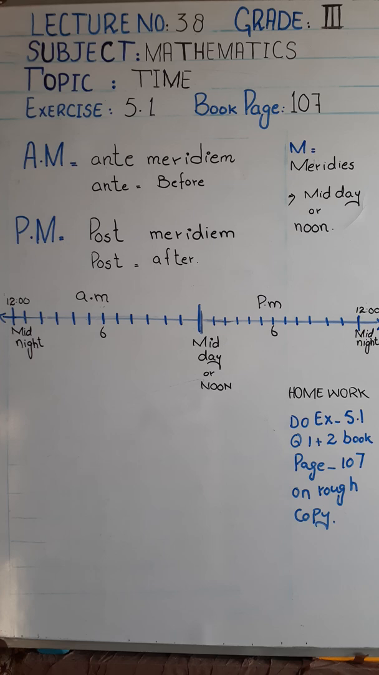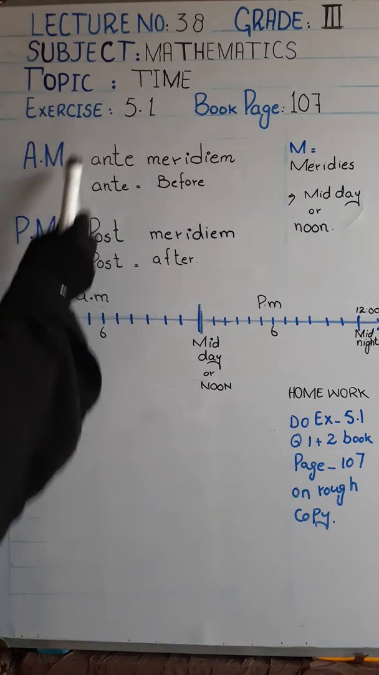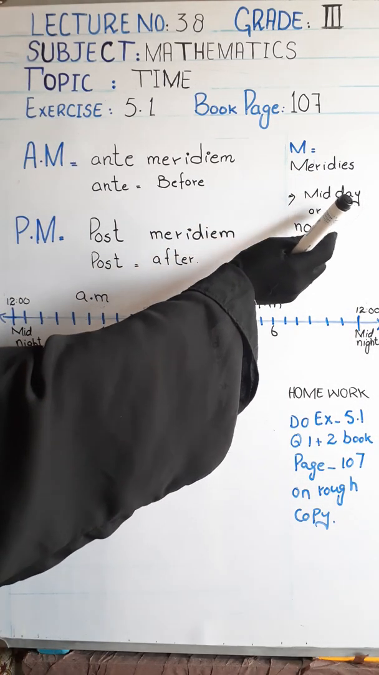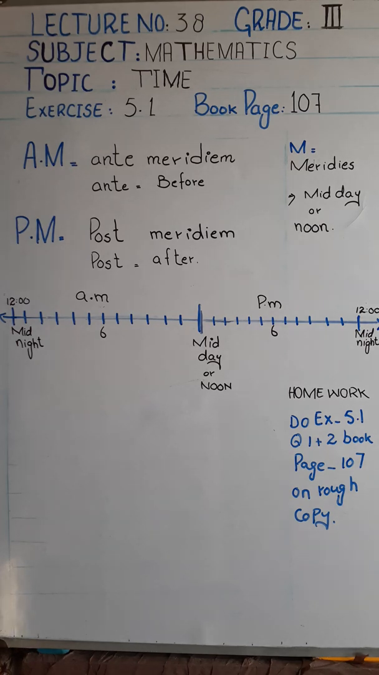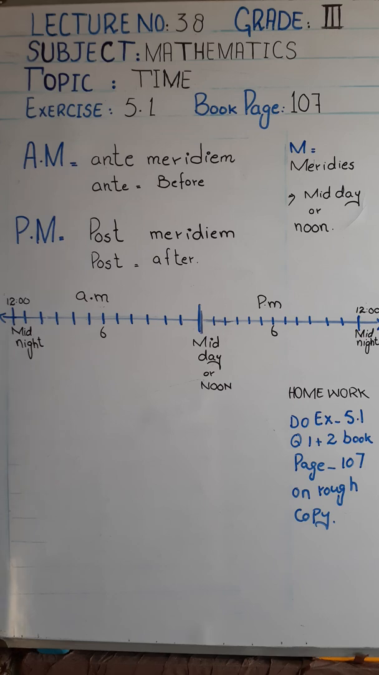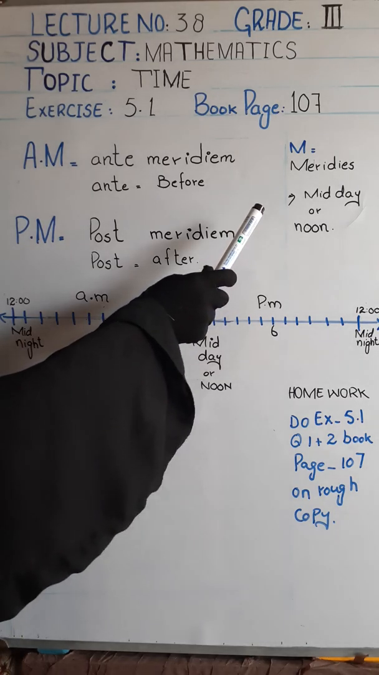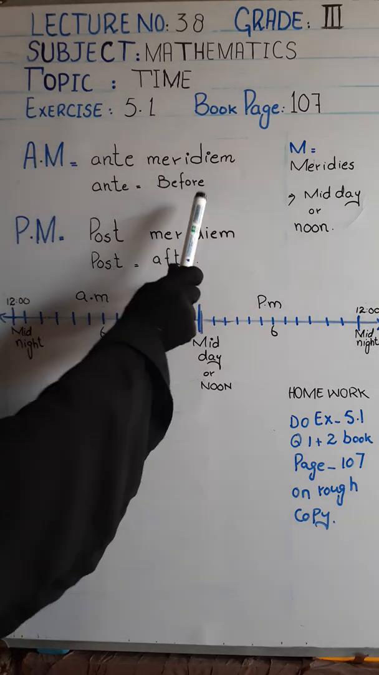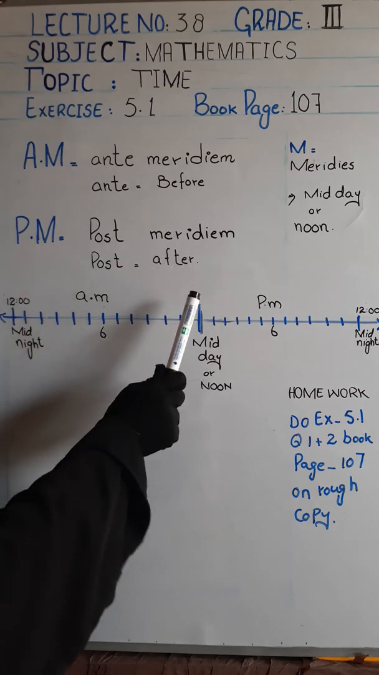Students, AM means anti-meridian and PM means post-meridian. These two words derive from the Latin word meridian, which means midday or noon. AM stands for anti-meridian and PM stands for post-meridian. M means meridian, which means midday or noon. Look, anti means before and post means after.